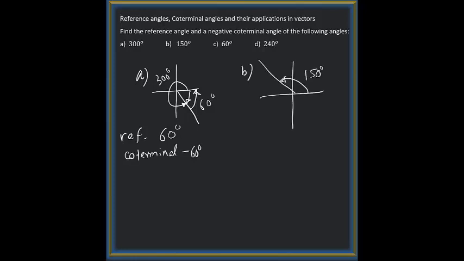In the second example, we have 150 degrees. It is in the second quadrant. So the remaining will be on this side, which is 150 degrees minus 360, which is negative 210 degrees. That is my coterminal. Now the reference is this one here. So the reference angle will be 180 minus 150, which is 30 degrees. So 30 degrees is my reference angle and negative 210 is coterminal.